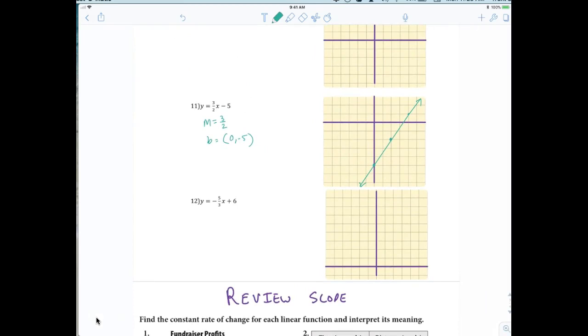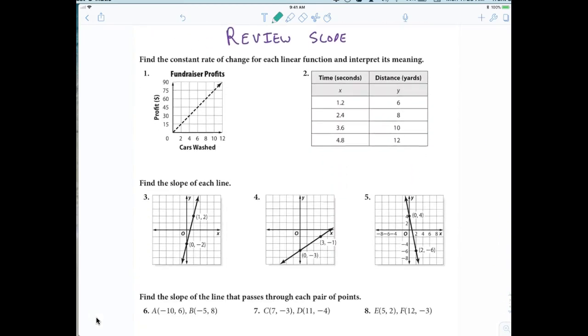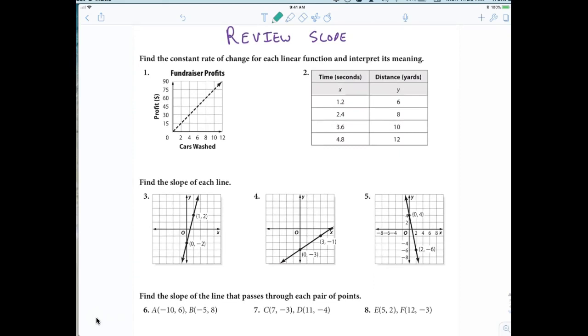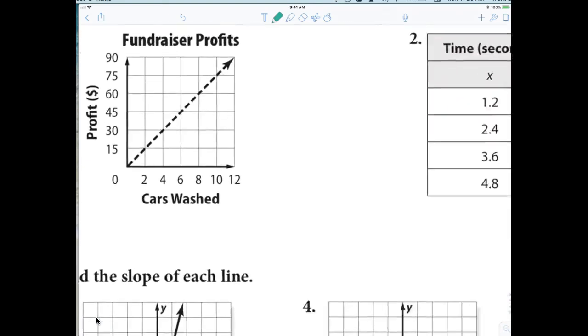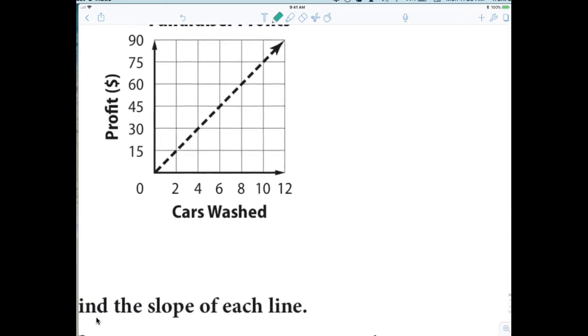All right, so now let's go to the next little part of it. We're going to review slope. All right, so let's take a look at question number 1. We're going to find the slope. So again, we're just finding 2 places on the graph. So I want to put a dot here. Can everybody see my dot? And I'm going to put a dot right here. Does it matter what dots I pick?